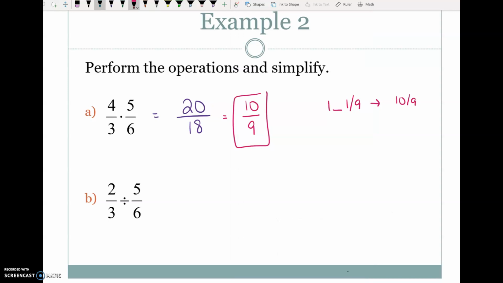Okay, division. We don't actually divide. Instead, we multiply by the reciprocal. So we keep the first fraction the same, we change the sign to multiply, we flip the second fraction. 2 times 6 is 12. 3 times 5 is 15.